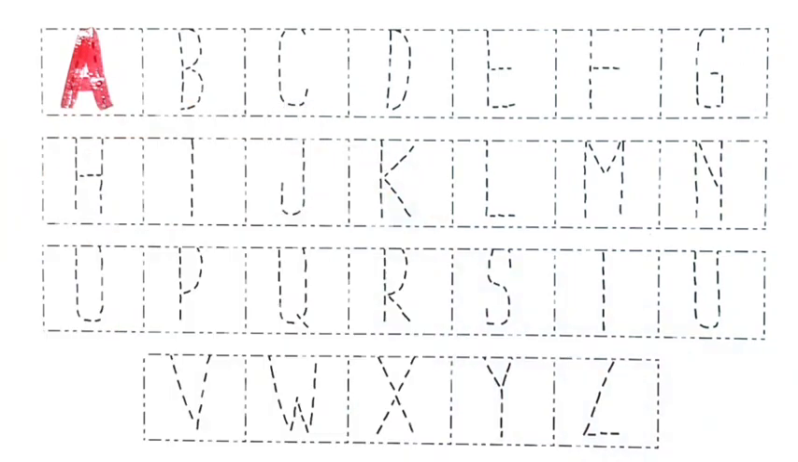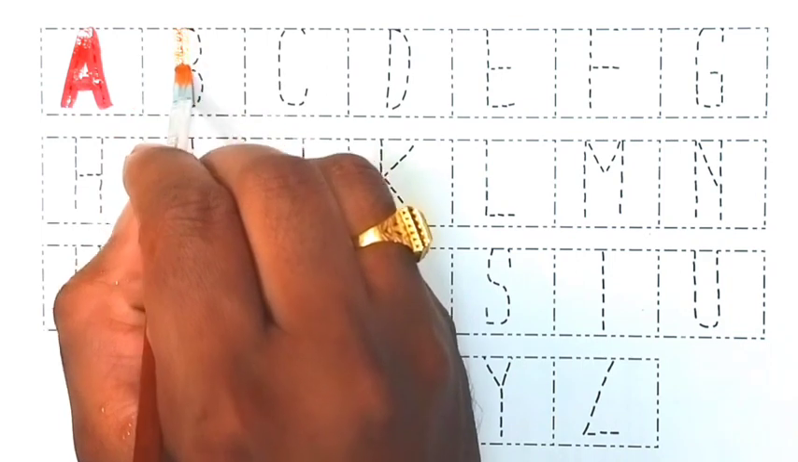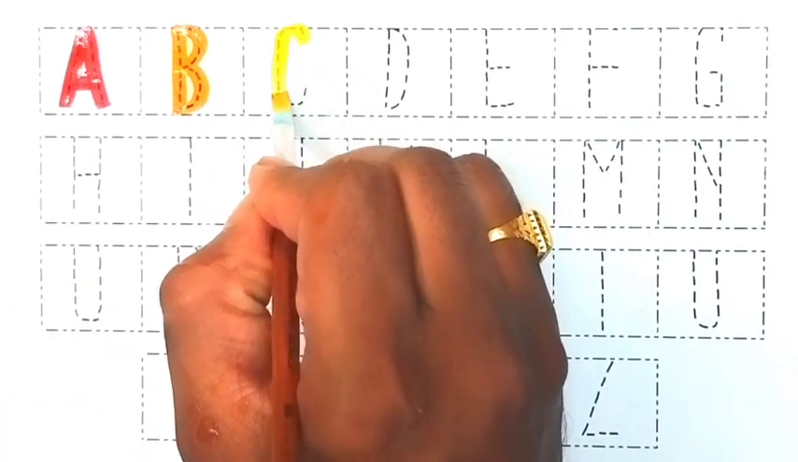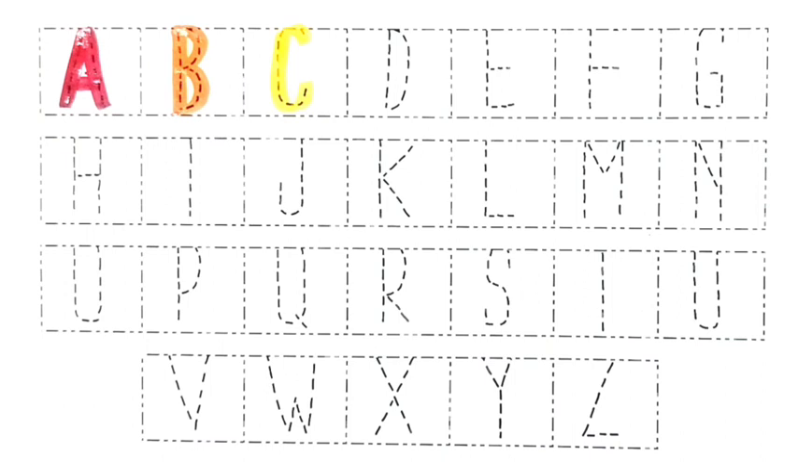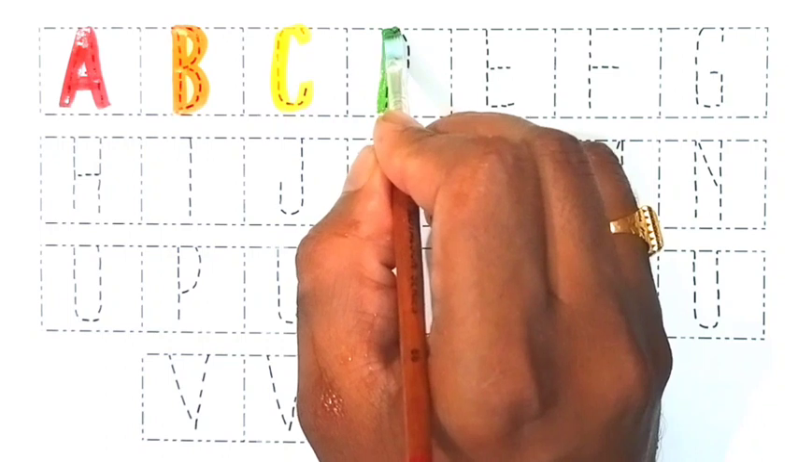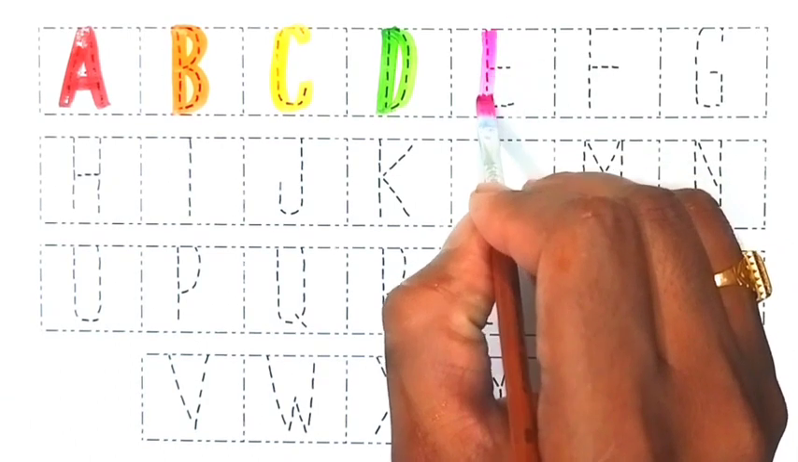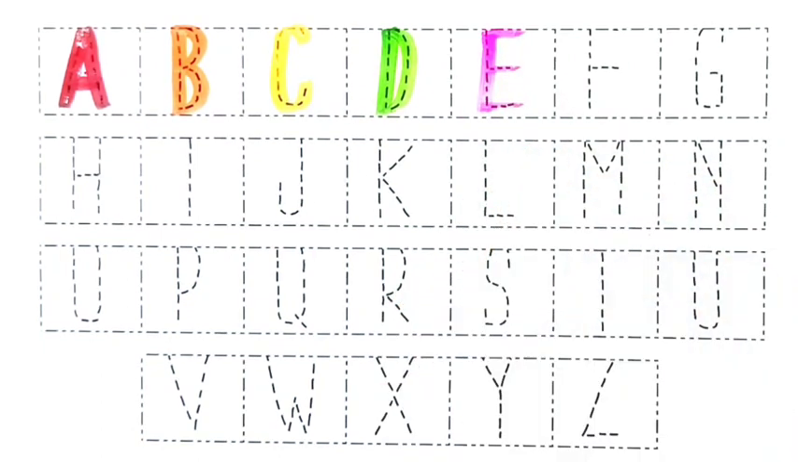A for apple. B for banana. C for cherry. D for doll. E for elephant. Now I know my ABCs.